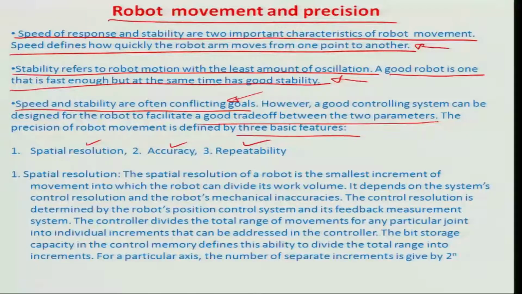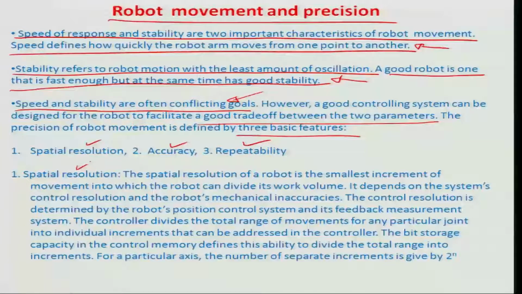So, supposing the control resolution is not of a very high standard, then it may mean that the increment that the robot moves in its motion pathway may be higher, and this increment can also be unstable because it may keep on changing or varying. So, that is how the spatial resolution is defined.